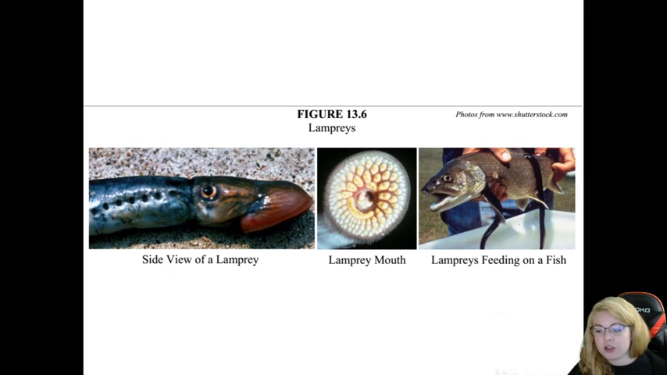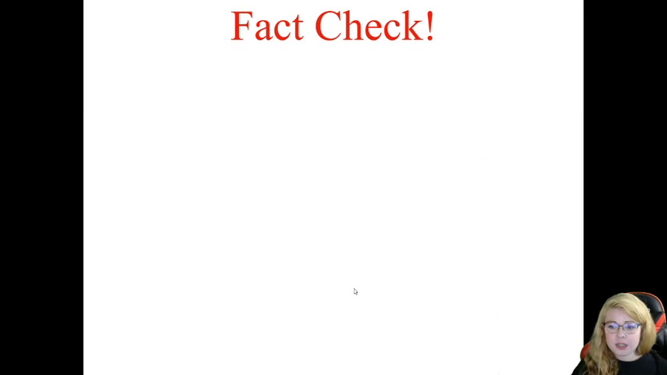And so we're going to close out with another fact check, and then I have a video that you need to watch to sum up these lampreys and to see them in action. So that's important. I will link that below as usual. Please check that out. It is important for our studies. All right, so last slide. Let's do the fact check.